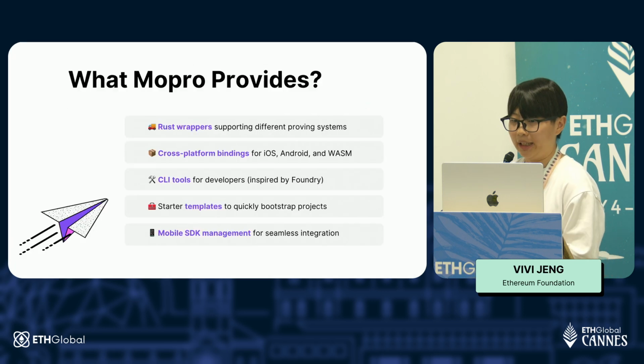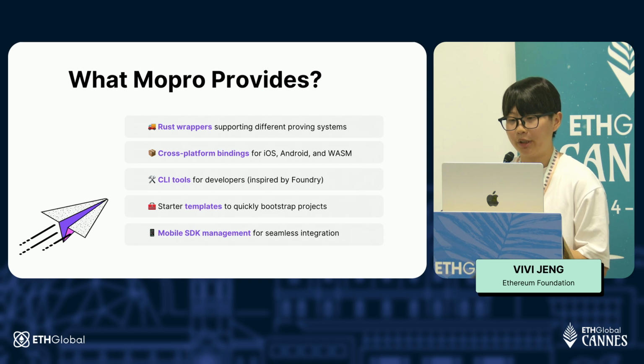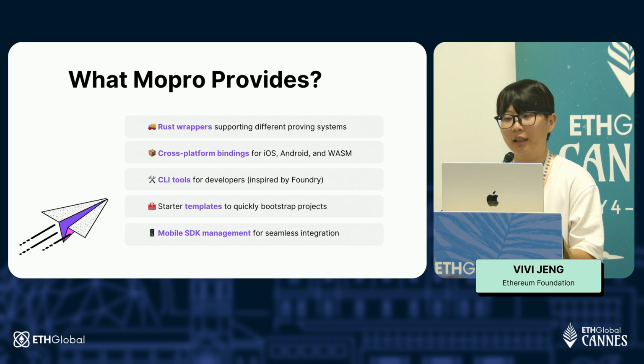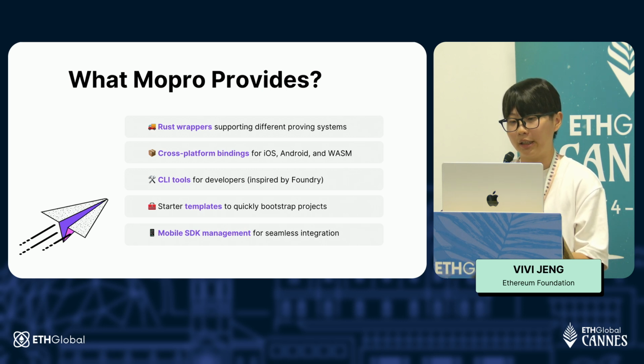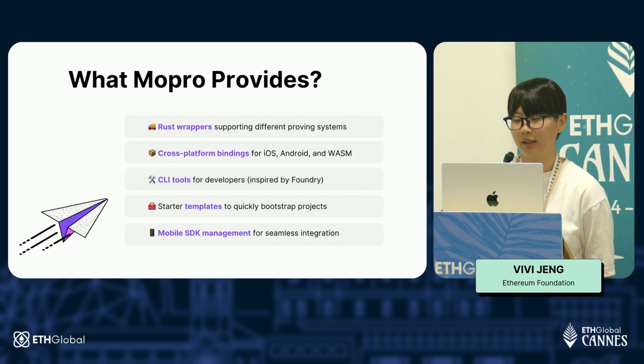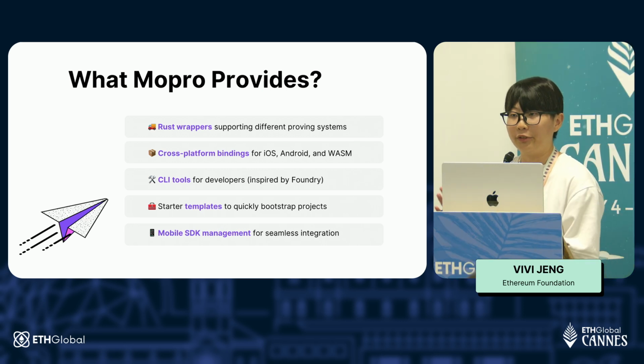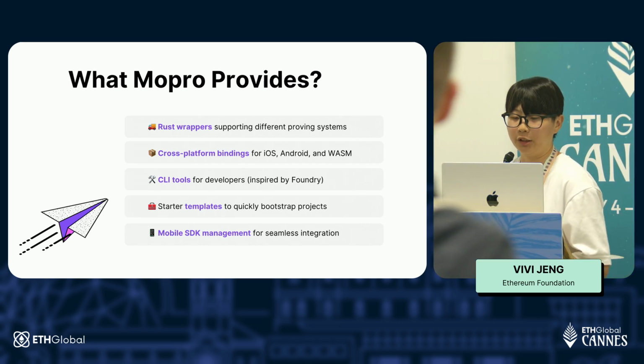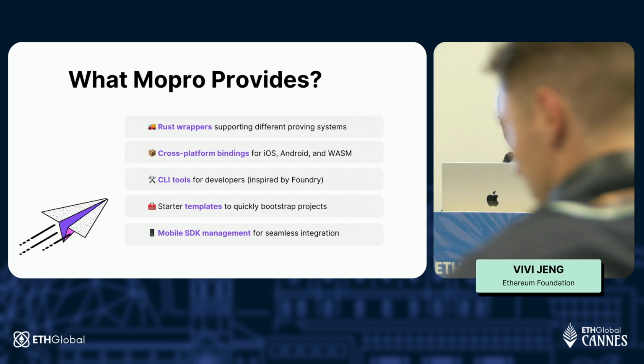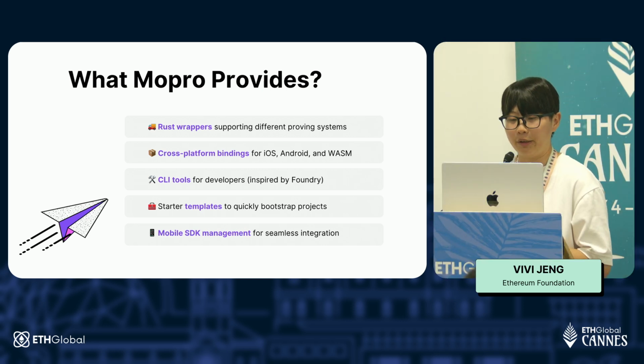What Mopro provides: we provide Rust wrappers for different proving systems. This Rust code can run natively on mobile with UniFFI. We also provide cross-platform bindings for iOS, Android, and WASM with UniFFI and WASM binding. So you don't have to write different code for iOS and Android. You just use the Rust code, and then you can use it on different platforms.